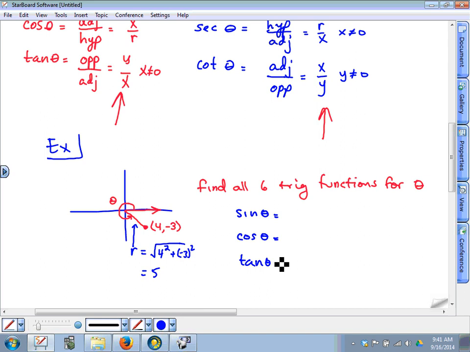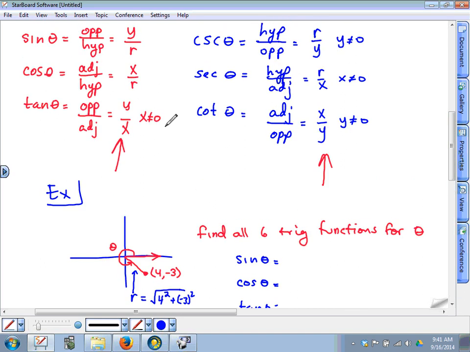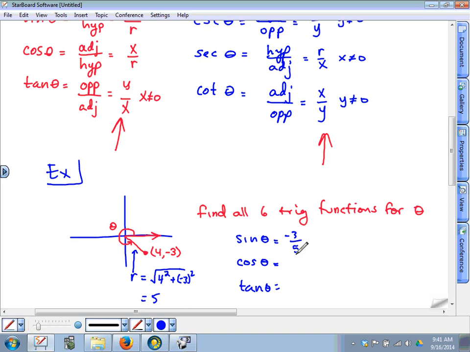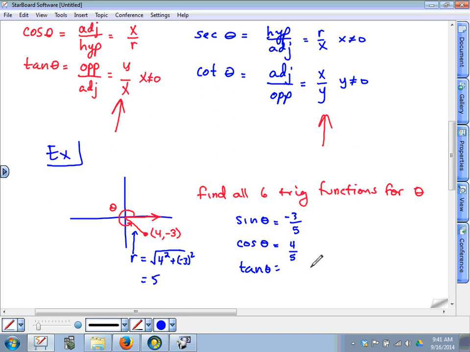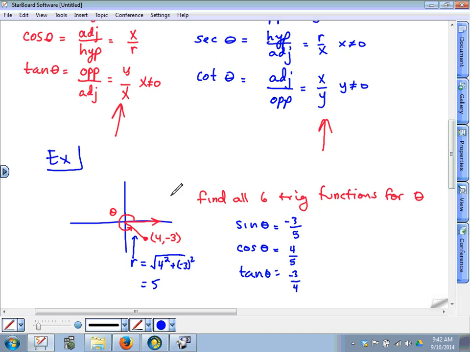As long as you can remember their definitions, you should be good to go on these. What are the definitions? The sine is y over r, so it's -3/5. The cosine would be x over r. And the tangent would be y over x. Now, before we do the other three, I want to bring up something else that needs to be mentioned here. Write this on your graph.